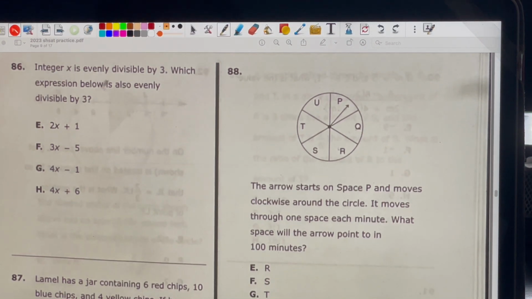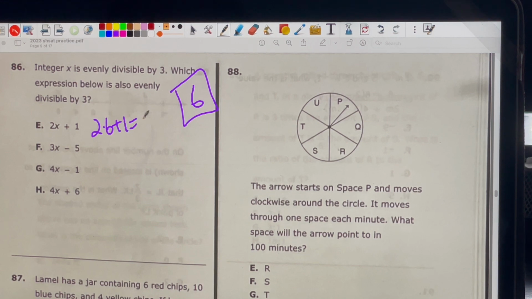Here, x is evenly divisible by 3. Which expression below is also divisible by 3? Well, think about it. A number that's divisible by 3, right? So let's pick 6, because 6 is divisible by 3. If we multiply 2 times 6 and add 1, we get 13. Is that divisible by 3? No. Next one.